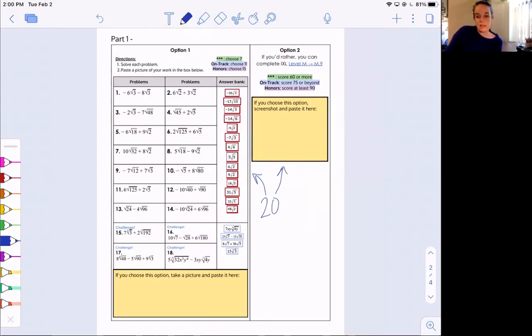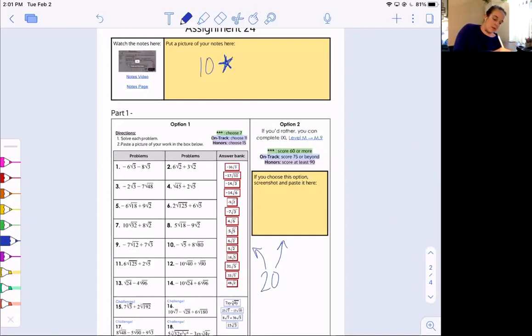Chelsea, no problem. I'm glad to see you. I'm going to send you the attendance. Thank you for joining. I'm glad you already took your notes. That's awesome. For our assignment today, if you want to work on paper, you can work here. If you'd rather work on IXL, you're going to jump into option 2.